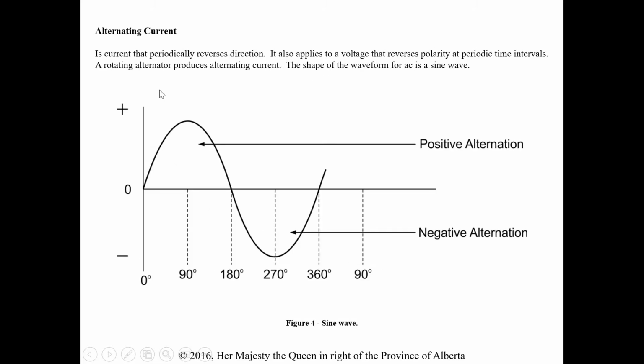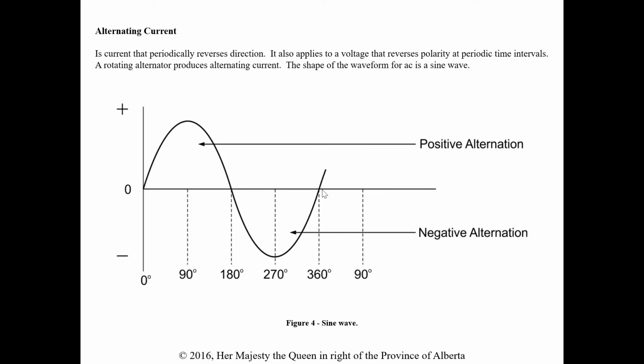Alternating current. This is a bit of review because we did talk about this earlier, where we have the current reversing in direction. So we're peaking to a positive, then at our 180, we're peaking to our negative, and then back to zero for our full 360 degree alternation. It also applies to a voltage that reverses polarity at periodic time intervals. Current and voltage follow this sine wave.